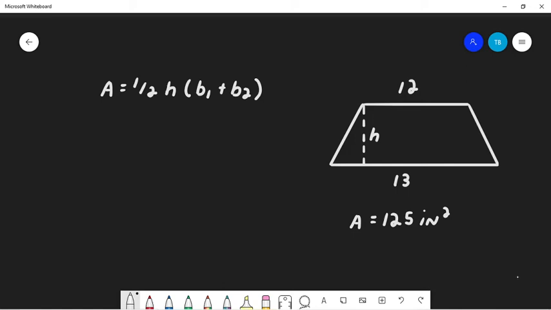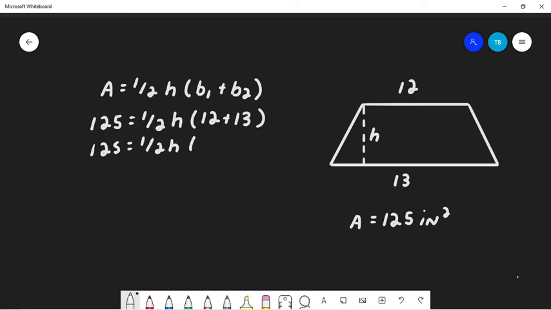Okay, now with all this information, we will use the formula to the left and solve for the height. Right, so we know already that the area is 125. So in place of A, we'll put 125. And that is equal to 1/2 times the height, which we don't know, so we'll just leave it as h, times the sum of the bases, which is 12 plus 13. Okay, now let's do some simplifying here. So 125 is equal to 1/2 h times the sum of the bases, which is 25.